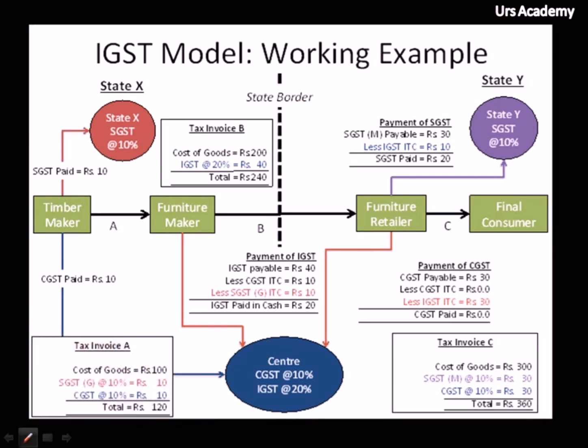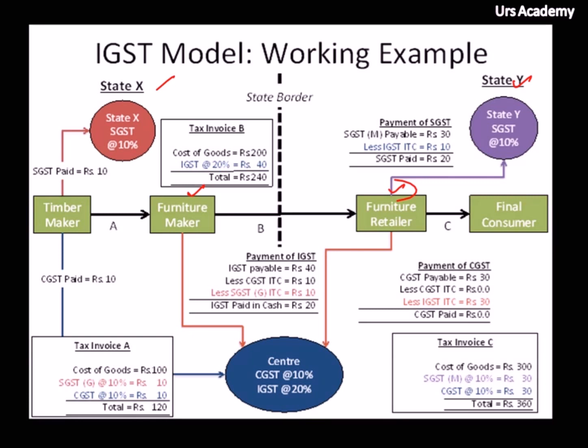So here we take an example. For example, there are two states, state X and state Y. For example, this furniture maker that I already gave as an example, furniture maker and furniture retailer. Furniture maker is from state X and furniture retailer is from state Y. So here we know that he made a value addition of 100 rupees, but total cost will be 200 rupees, and finally he has to pay the tax at the rate of 10% CGST, 10% SGST, that means 20%, that is 40 rupees to center and state.